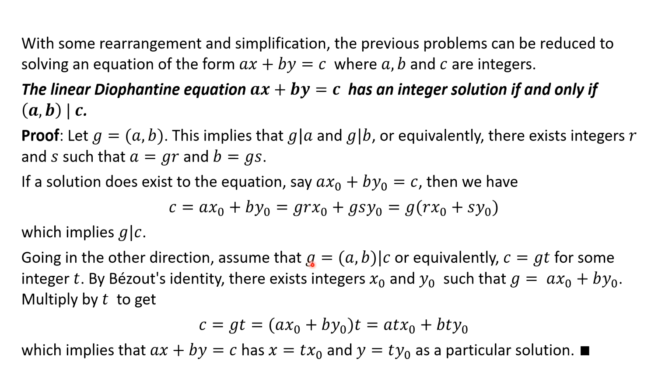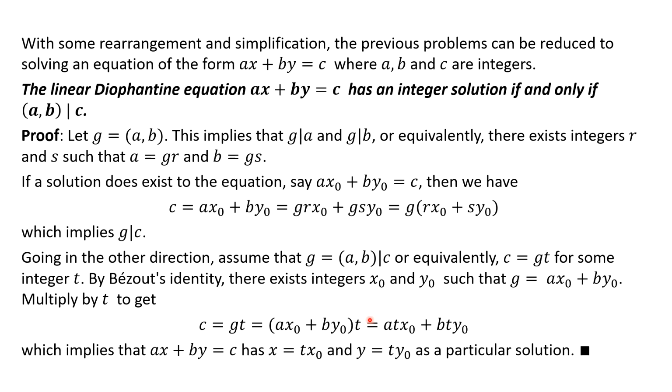Going in the other direction, assume that the GCD of a and b, which we'll call g, divides c, or equivalently, c is a multiple of the GCD, which we can write like this. Then we'll use Bezout's identity to indicate that there are integers x sub 0 and y sub 0 such that g equals ax sub 0 plus by sub 0. Then we just multiply by t.